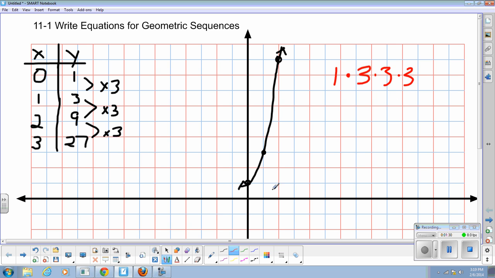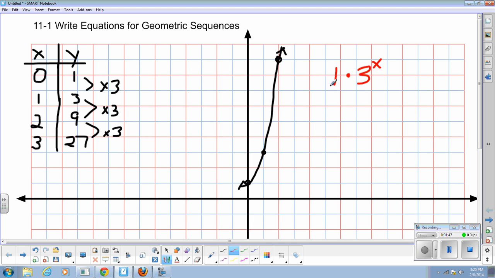Well, I don't want to write out all these 3's. So if I'm always multiplying by the same number, that tells me I get to use an exponent. And this exponent then will allow me to find any term in the sequence. So if I want to find any term in the sequence for my formula, I put an X right here.